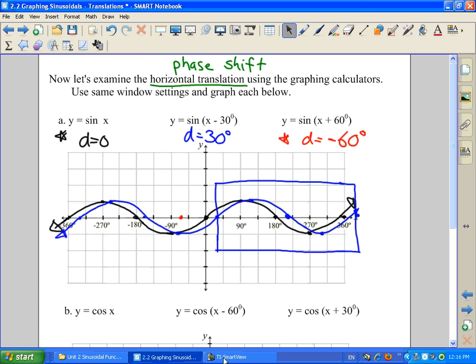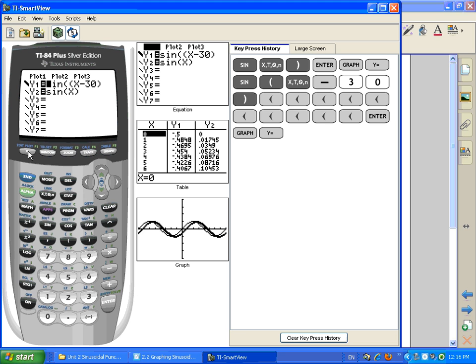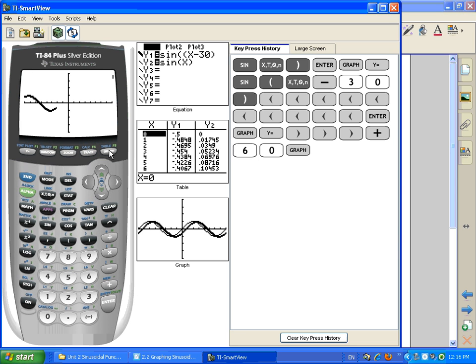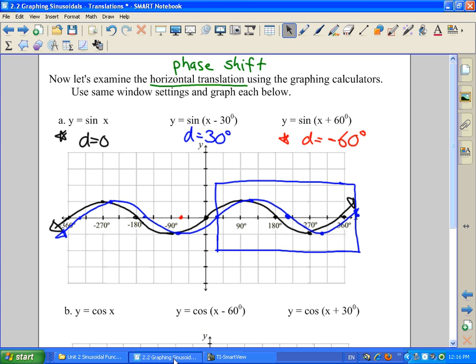We're going to go back to our graphing calculator, go to y equals, change this value into positive 60. Okay, and graph. So here comes our new graph compared to the parent function, which is right here. So notice it's shifted left, and it shifted left 60 degrees this time. Okay, guys? Good. So let's go back and fix that up.